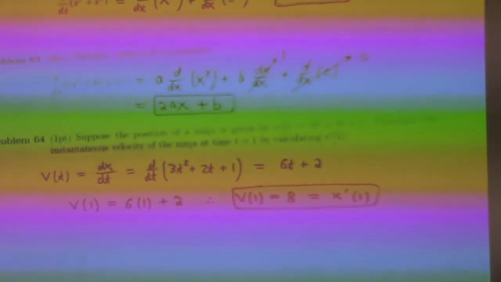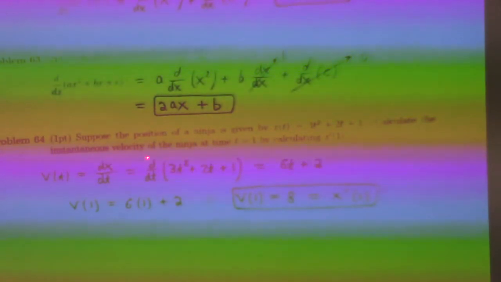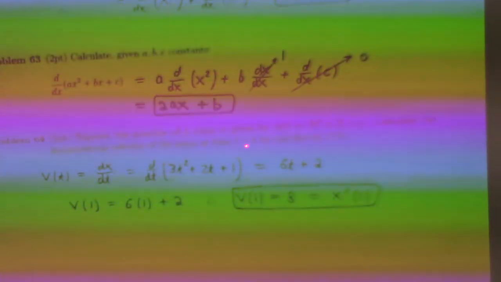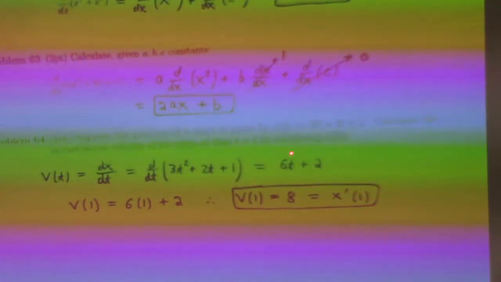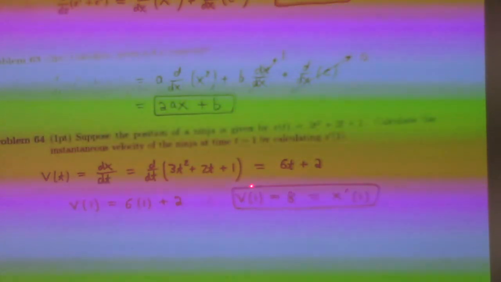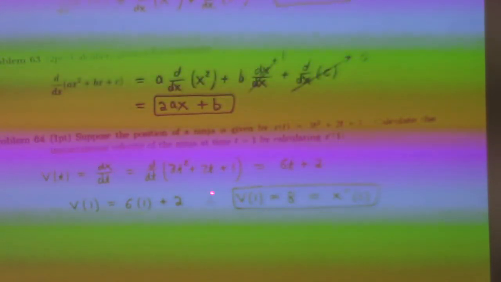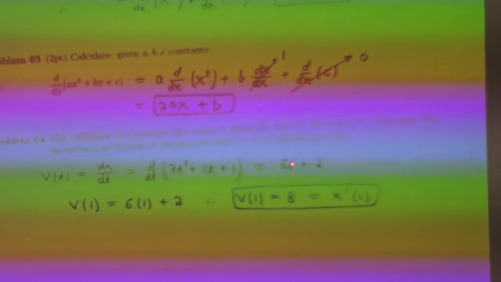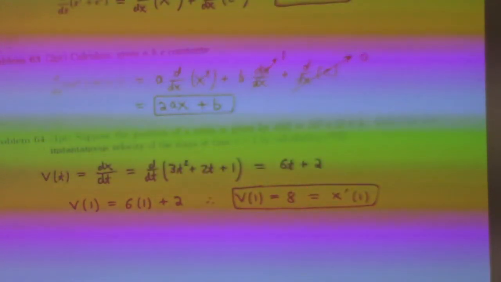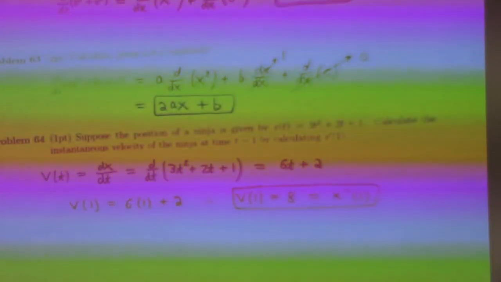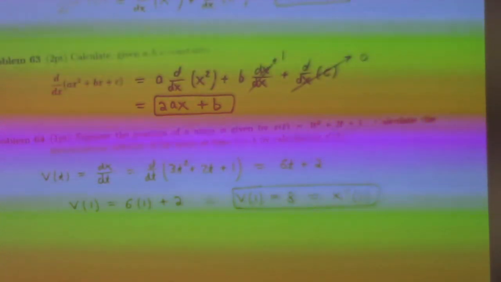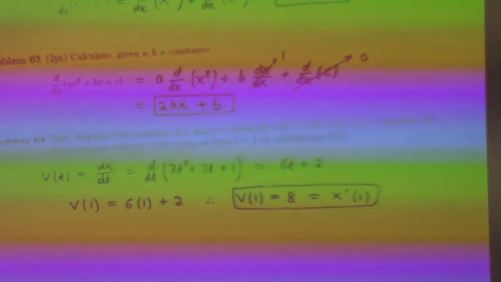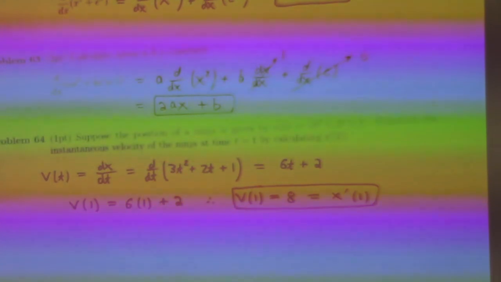And then I asked us to find the instantaneous velocity of the ninja at time 1, right? That means to calculate x prime of 1, or v of 1, because v is dx dt. And so v of 1 here is 6 times 1 plus 2, which is 8. And that's it. Would you like a problem like this on the test? Right. Now, what else can we do in physics?